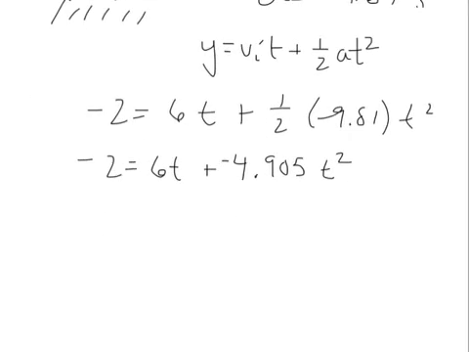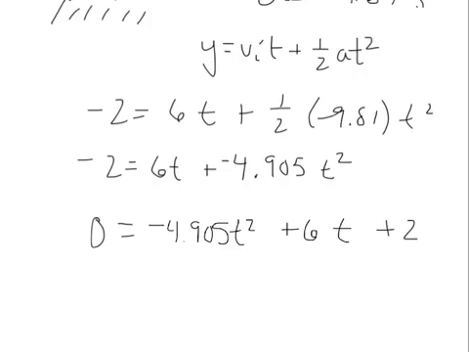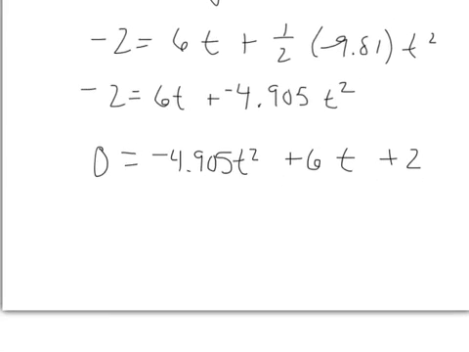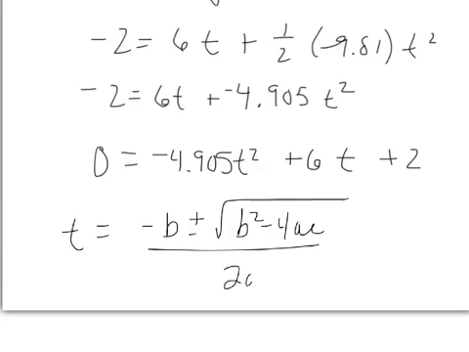Now, if we move the 2 over and rearrange it, we'll get 0 here. So we add the 2 over here, and then I'm going to switch the positions of these two, making sure to carry the negative sign. So by carrying the negative sign, I have negative 4.905 t squared plus 6t plus 2 equals 0. And we can see that this is a quadratic equation in nature. So we have to use our quadratic formula. So we have t equals negative b plus or minus the square root of b squared minus 4ac all over 2a. Now please remember that this is a, this is b, and this is c. And it's the numerical component only, it's the coefficient.